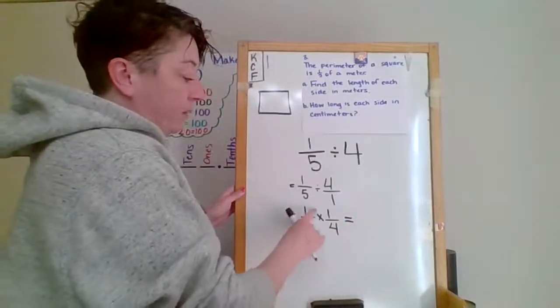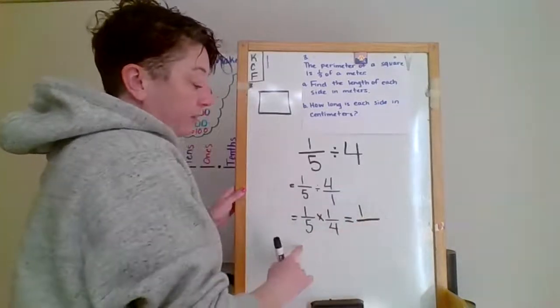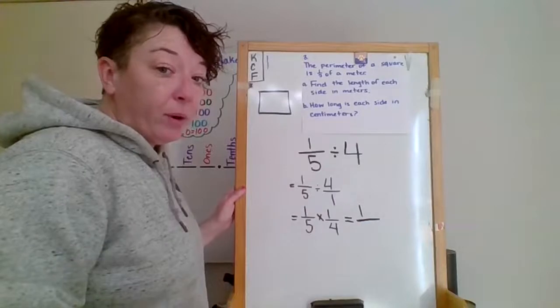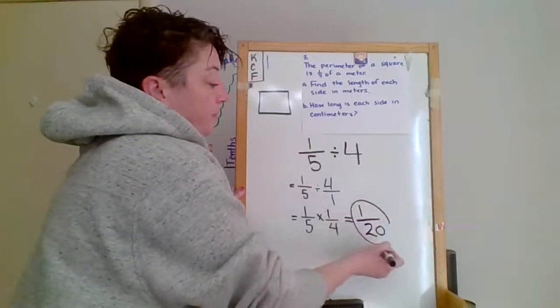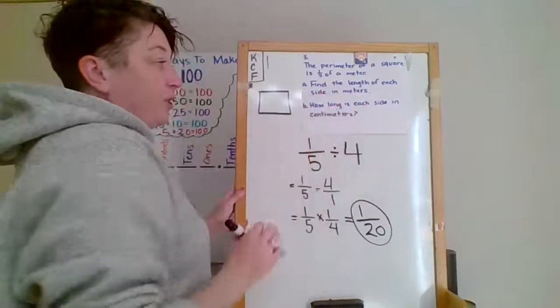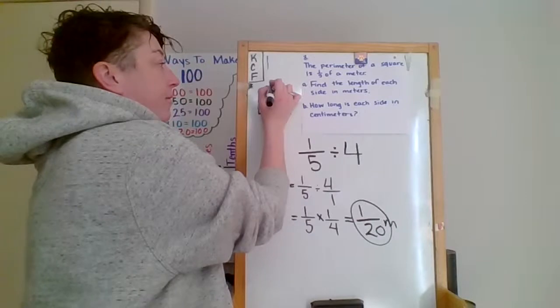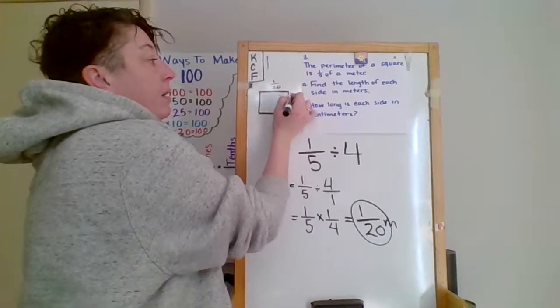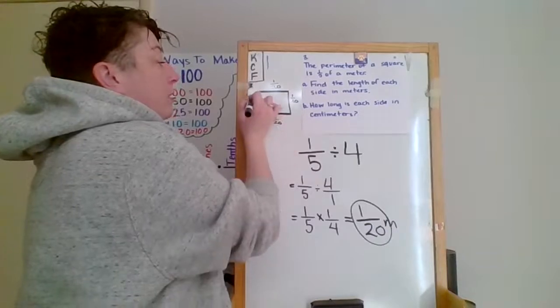Now I multiply. 1 times 1 is 1. And then I multiply my denominators. 5 times 4 is 20. So the length of each side is 1/20 of a meter. So if I were going back to my diagram, I would label each one of these sides as 1/20.